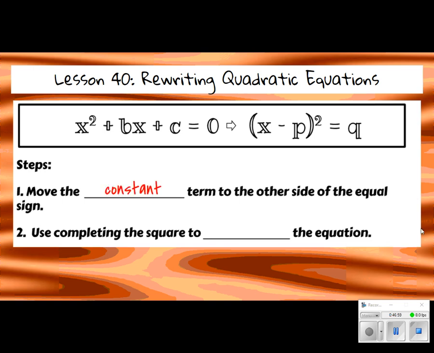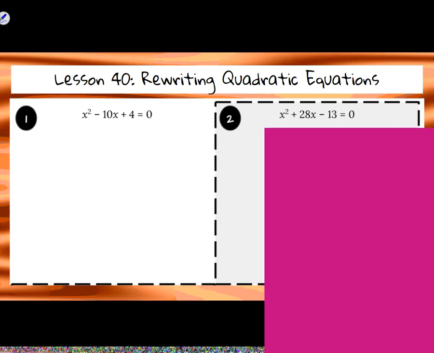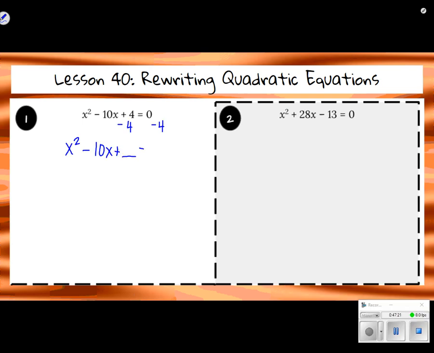So we're just going to do another little practice of it because this is the one that people get stuck on on the test. So we're going to move the constant to the other side of the equal sign, and then we're going to complete the square to rewrite the equation. So we're going to do a couple of these, and then we'll be done. So the very first thing we're going to do is move that constant, subtract 4. And remember my blank system? We're going to fill in some blanks. Negative 4 plus blank.